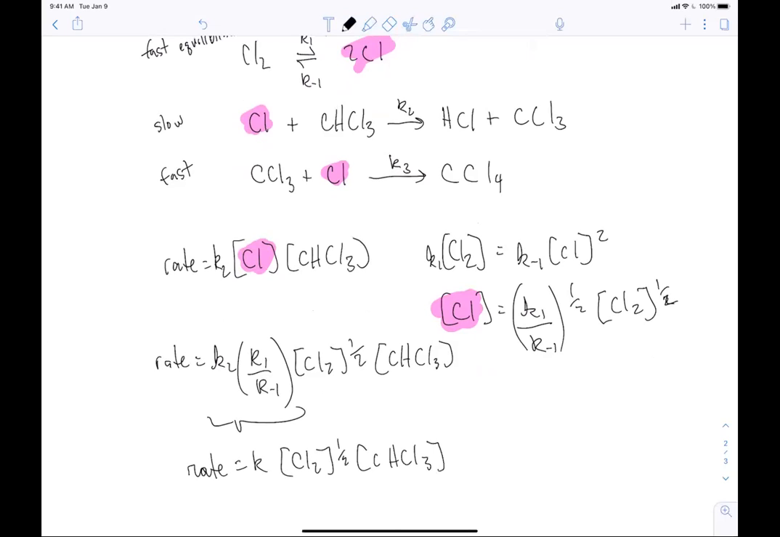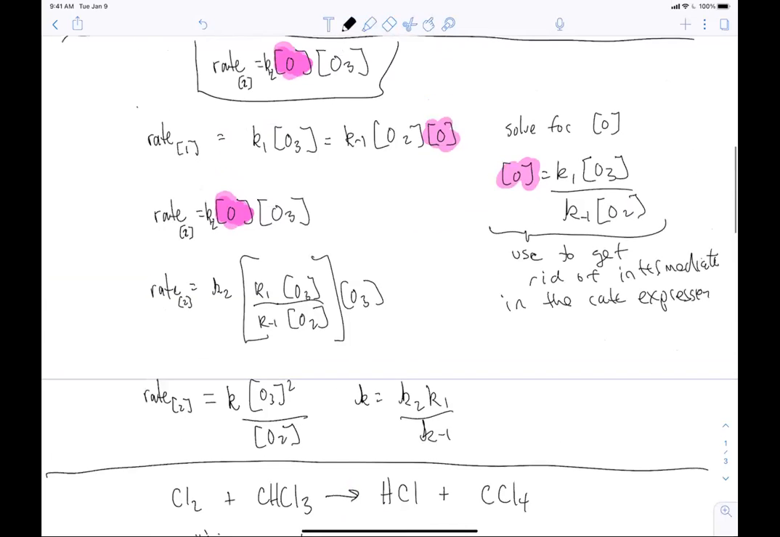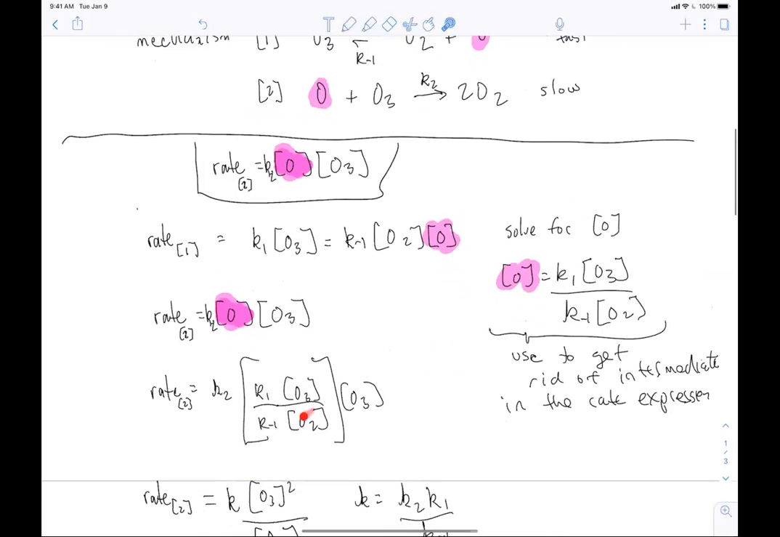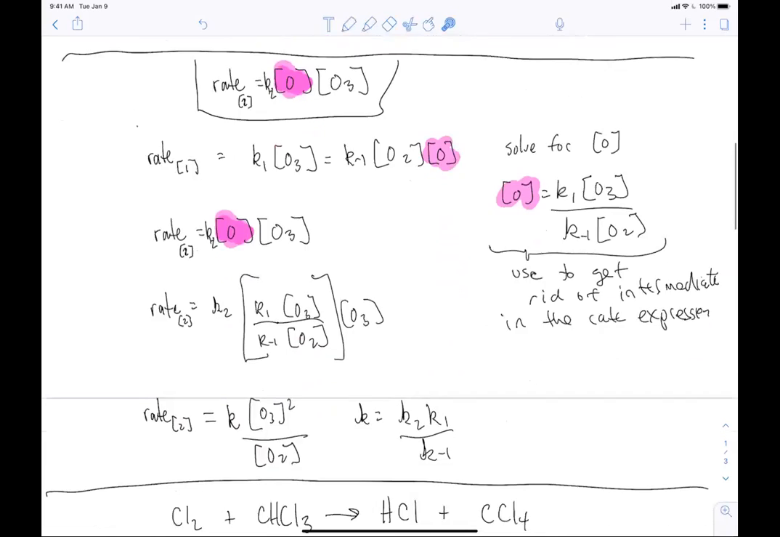Yeah, so that's a good question. Tucker's asking if chloroform, CHCl3, is on the product side, would that matter? Will we have to do anything about it? And the answer is no. If we come back up and look at the ozone situation we dealt with over here, oxygen appears in the product, and oxygen appears inside our final rate law, and that's fine. You just don't want intermediates in there.